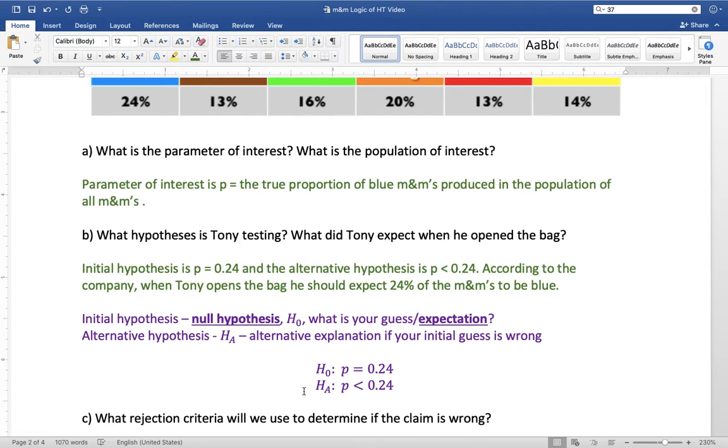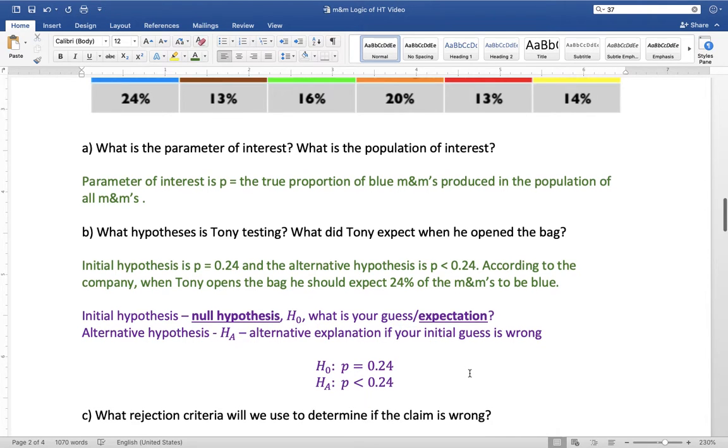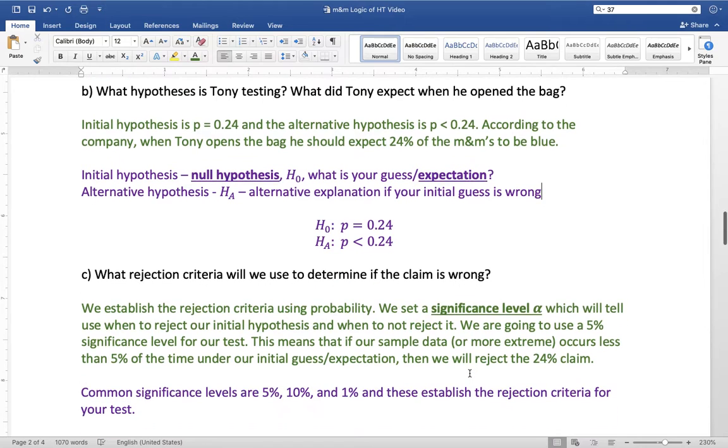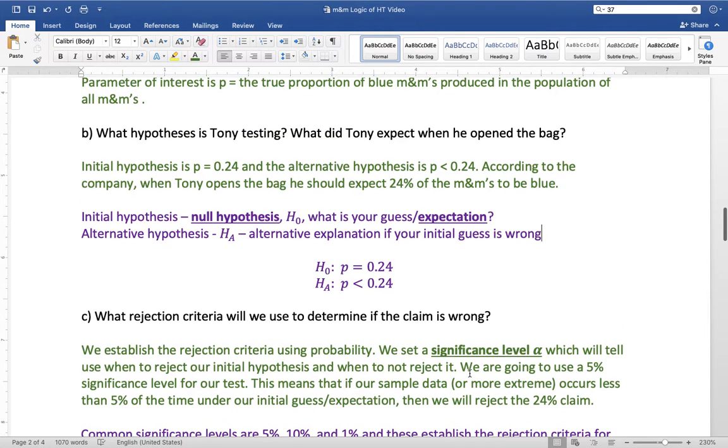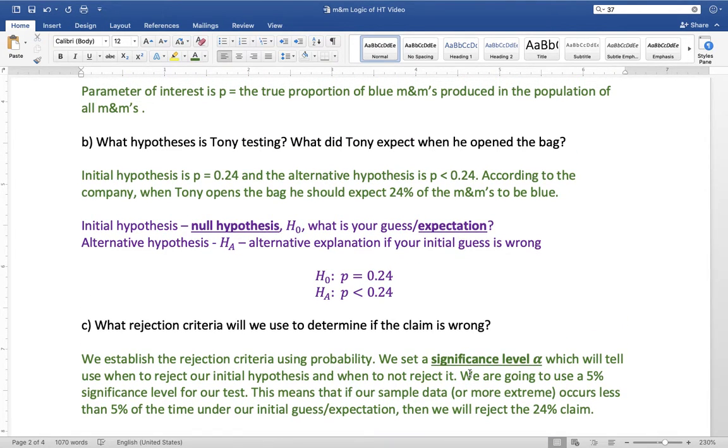Okay, so this is the way we write hypotheses in statistics. The null hypothesis is your expectation. Alternative is the explanation if you are wrong. So what rejection criteria, excuse me, will we use to determine if the claim is wrong? So before, in the other example, I established it. I said, if I get a certain proportion of unpopped kernels, I'm going to reject my 15% guess. So we established the rejection criteria using probability. That is a formal way of doing that.